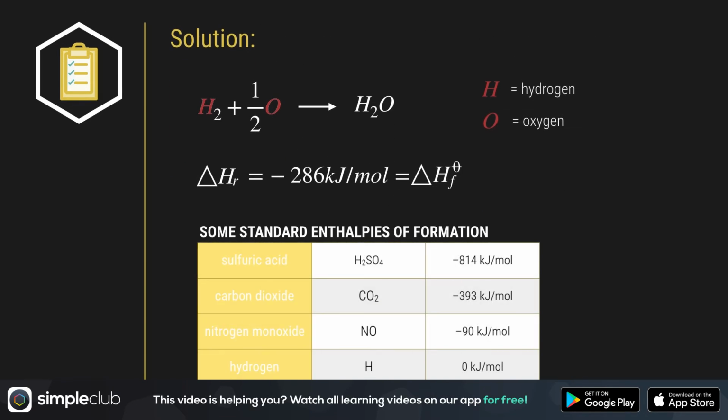Here's a list of some examples. What? Hydrogen has a value of 0? Well, yeah, that actually makes sense. Remember, we said that the standard enthalpy of formation is the energy needed to form a substance from pure chemical substances. And since hydrogen is already a pure substance, we don't need any energy because we don't have to do anything with it. And that's pretty much the gist of it.